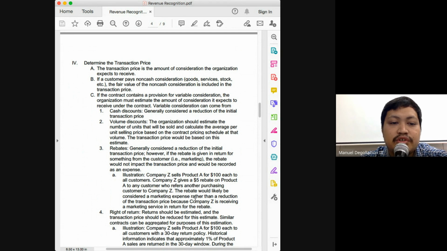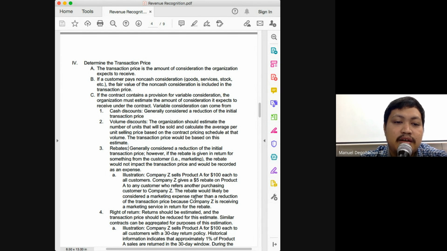Generally considered a reduction of the initial transaction price. So if you will be giving rebates to your customer, then that would decrease the transaction price. Okay, because if part of your obligation is to give a rebate, then basically that's just another form of discount. Okay, but the takeaway here is this one. However, if the rebate is given in return for something from the customer, the rebate would not impact the transaction price. So rebate generally would be a deduction to your transaction price, but if the grant of rebate is onerous, if you would be getting something from the customer in exchange for the rebate, then that will no longer be a deduction to the transaction price.